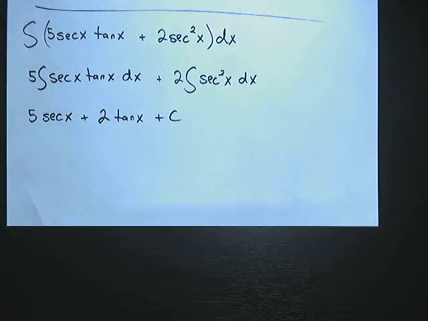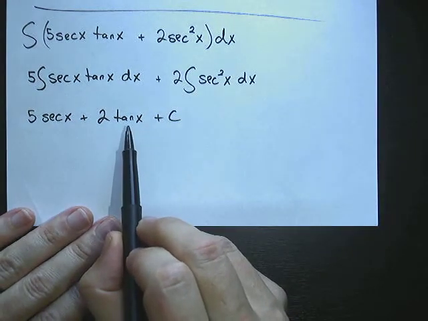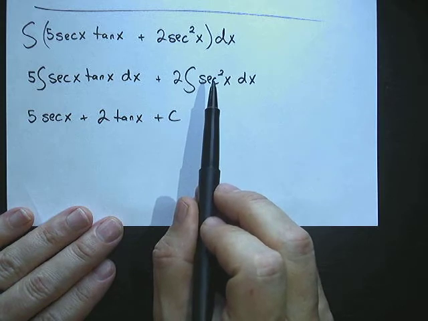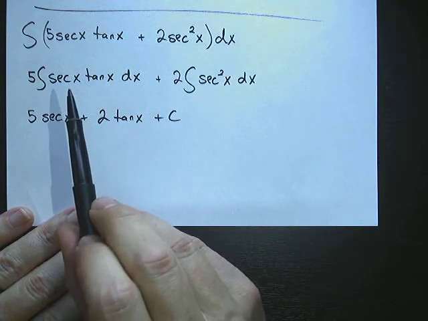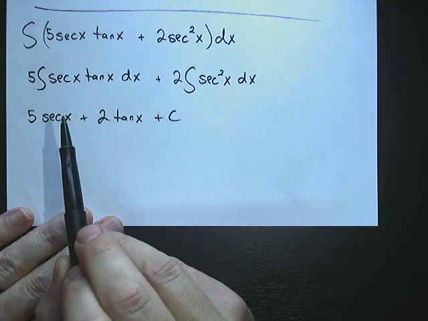All right, and this is the answer. If you ever have any doubts about whether you got the answer right, you can always work backwards. What's the derivative of tangent? Secant squared. So the antiderivative of secant squared is tangent. Same with, what's the derivative of secant? Secant tangent. So the antiderivative of secant tangent is secant. Okay, and that's it.